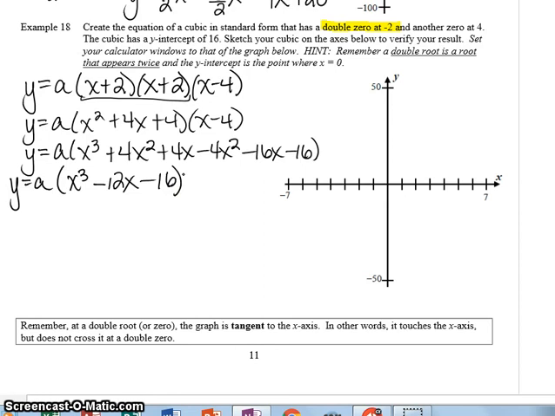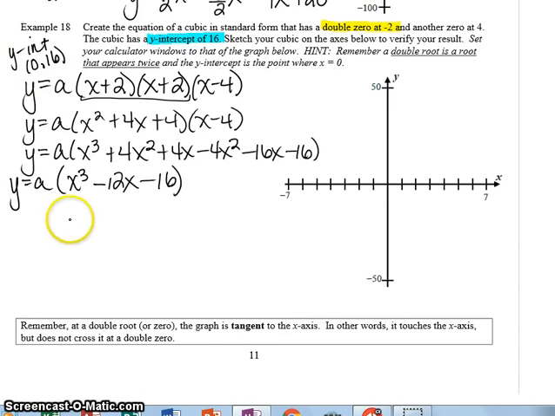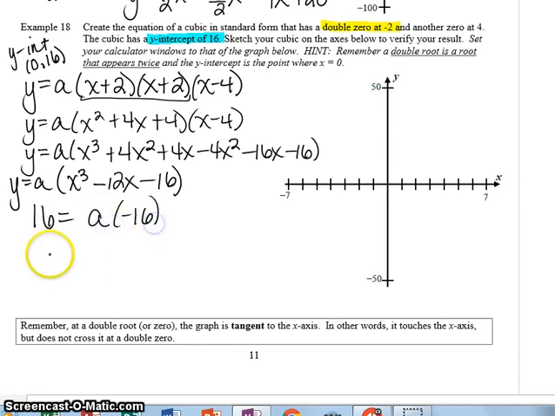Okay? At this step, now, the hard thing with this one, you have a y-intercept at 16. If it has a y-intercept at 16, that means it's the coordinate (0, 16). So your x is going to have a value of 0. Okay? So you're going to end up with 16 equals a times -16. Divide both sides by -16, and you get a as -1.